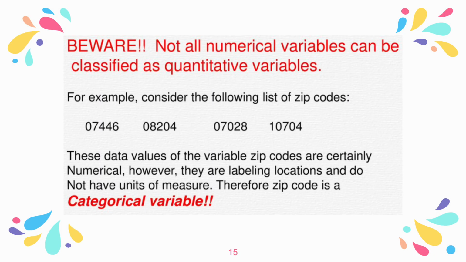Now, beware, not all numerical variables can be classified as quantitative variables. For example, zip codes. Yes, they're numerical, but that does not represent a numerical value. These data values of the variable zip code are certainly numerical. However, they are labeling location and do not have units of measure. So zip codes would be classified as categorical variables.